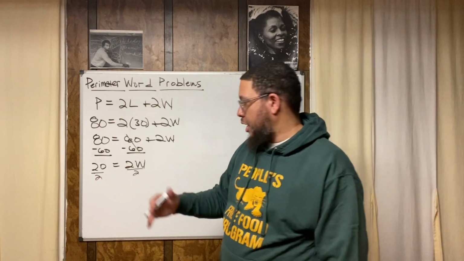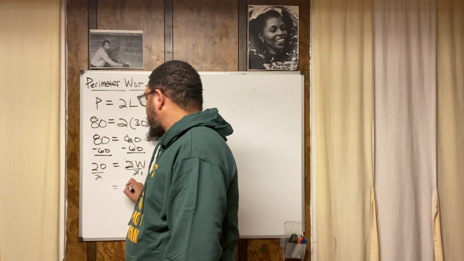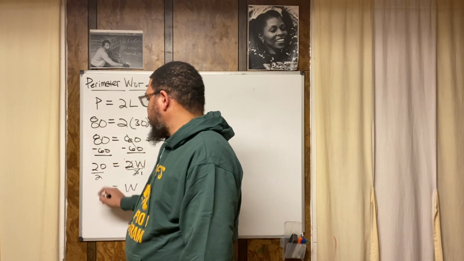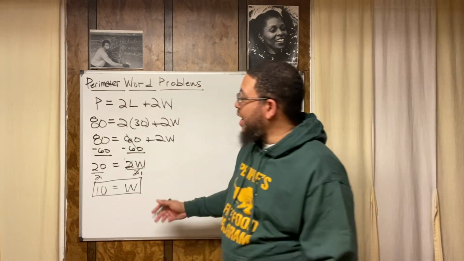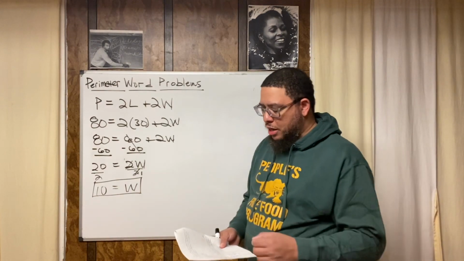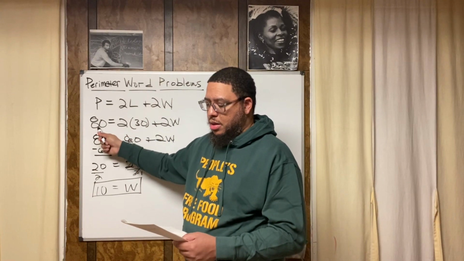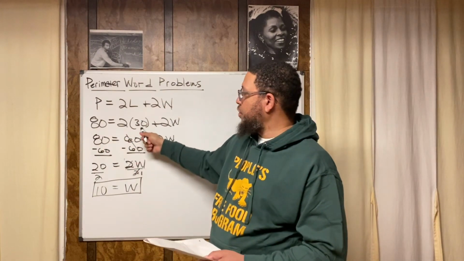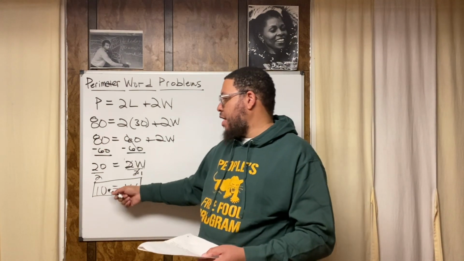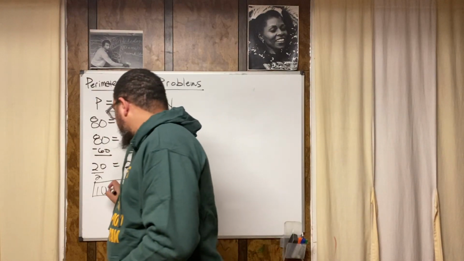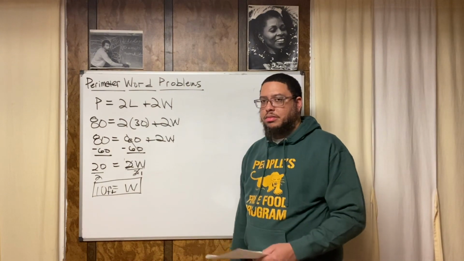Stay balanced. What's 2 divided by 2? 1. 1W over 1 is just W. What's 20 divided by 2? 10. Gotta know your division facts. 10 equals W, so that means that the answer to this problem is that the garden, if it has a perimeter of 80 feet and it's going to be 30 feet long, in order to satisfy this perimeter, would have to have a width of 10 feet. Let me put FT right there. It would have to have a width of 10 feet. There's no way around that.